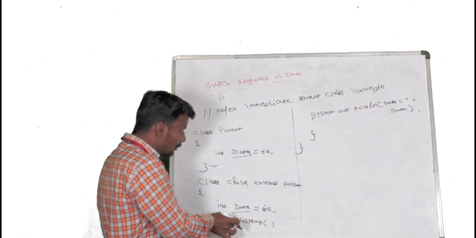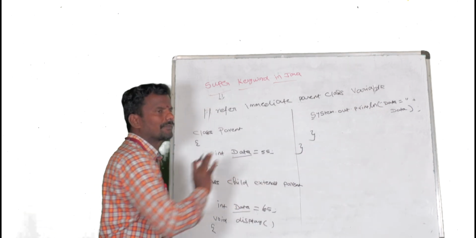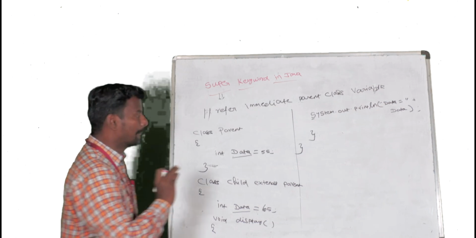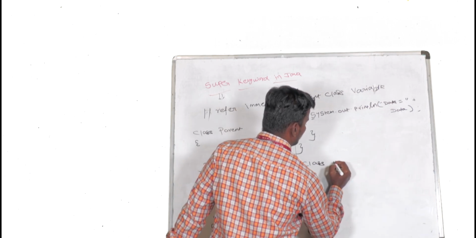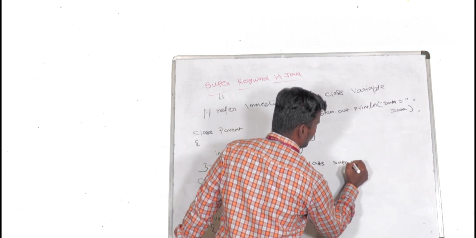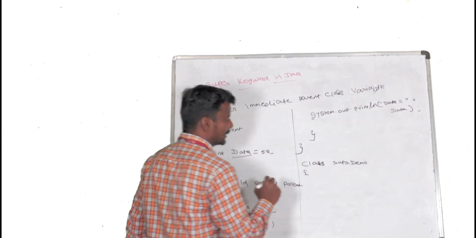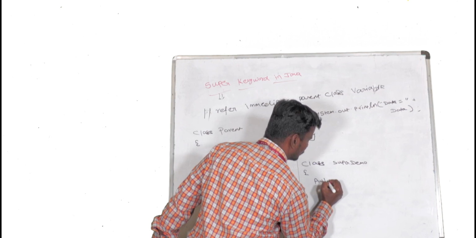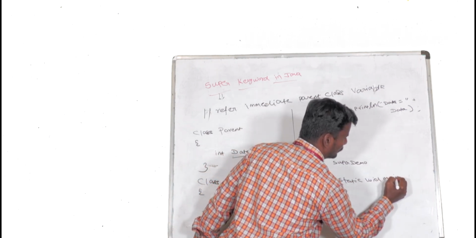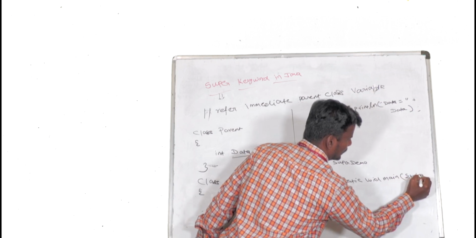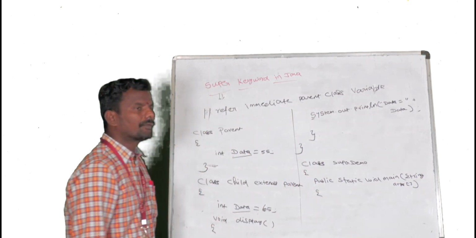Now we want to invoke those methods and variables. Now we want to invoke this method, so we have to define one main class. So again we define the main class: class, the name of the class is SuperDemo, and then mention the main method, that is public static void main, String arguments. Now we want to create the object.